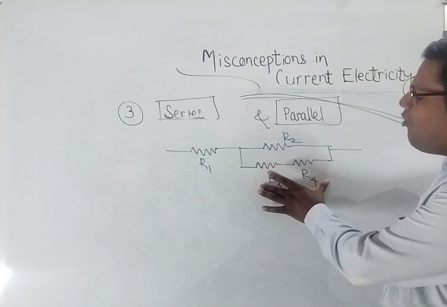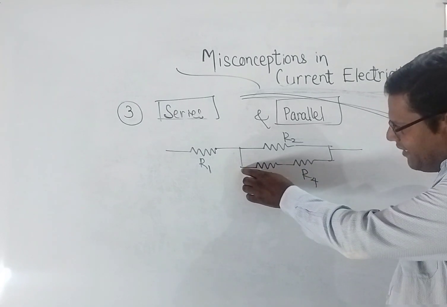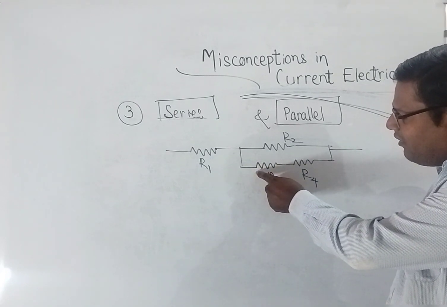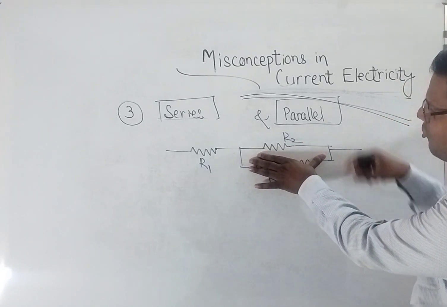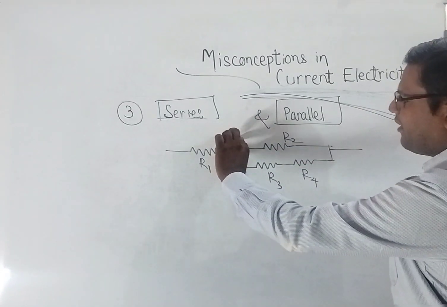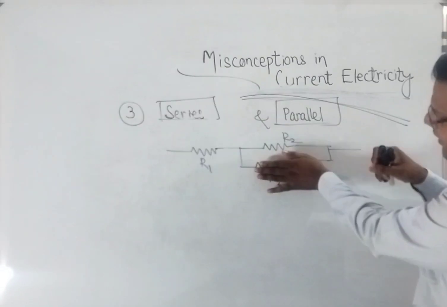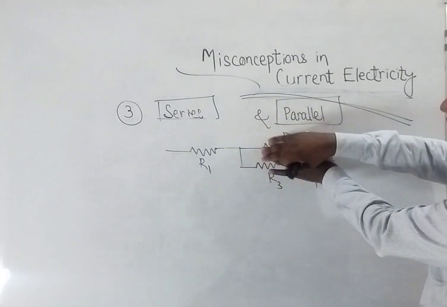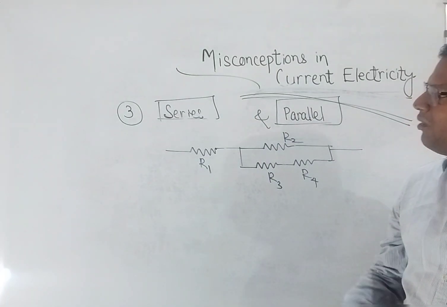What about R3, R4? Yes, R3 and R4 are in series. The same current which flows through R3 has to flow through R4. They are in series. What about this branch and this branch R2? Yes, they are in parallel. Here the current gets divided, flows through these two branches and then again merges here. So this combination R3, R4 and R2, these two branches, they are in parallel. Hope I am clear.